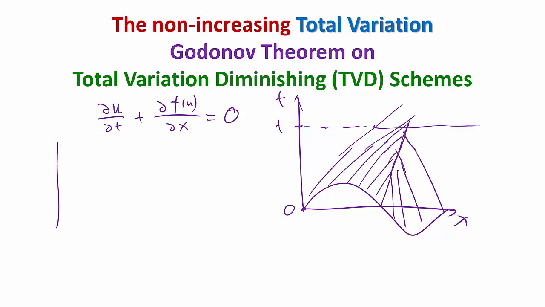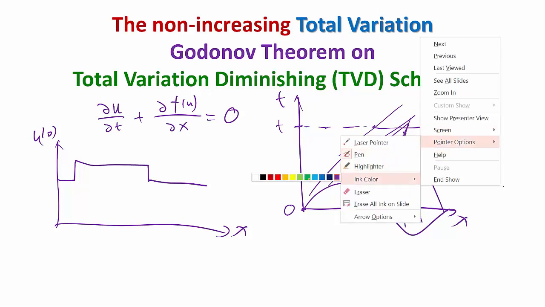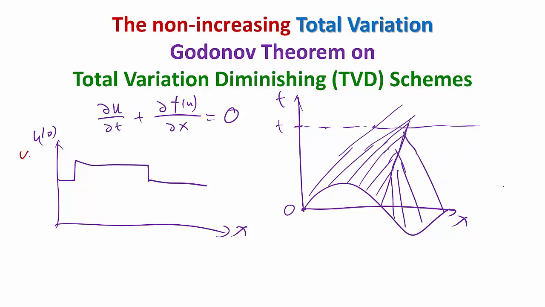Okay, so if you see, let's say x and u, if we draw a solution like that at t equal to 0, and we evolve to solution u at t, and remember we get something like this.